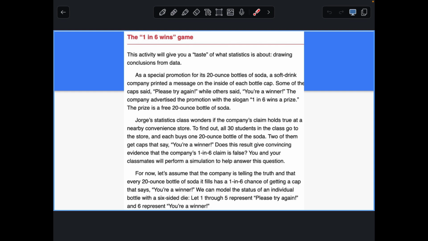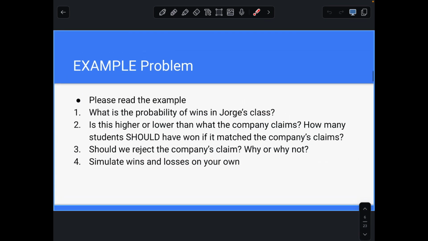You and your classmates will perform a simulation to help answer this question. For now, let's assume that the company is telling the truth and that every 20-ounce bottle of soda it fills has that 1 in 6 chance of getting a cap that says you're a winner. Okay, we will model the status of an individual bottle with either a 6-sided die or using a random number generator on your calculator. Let the numbers 1 through 5 represent "Please try again," and let the number 6 represent "You are a winner."